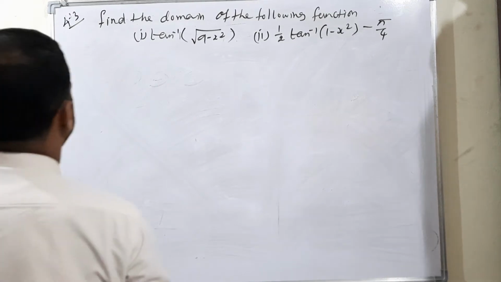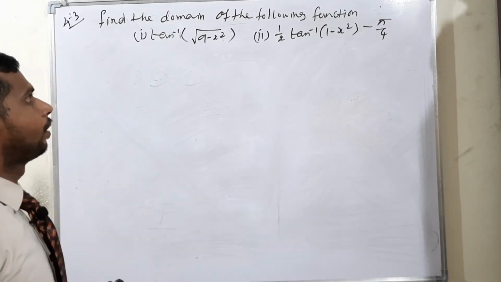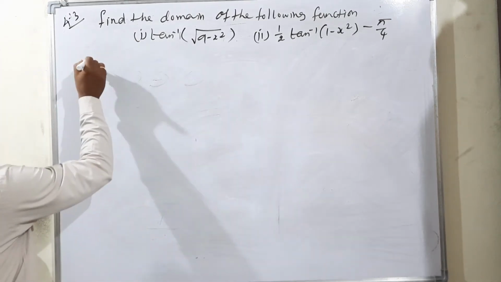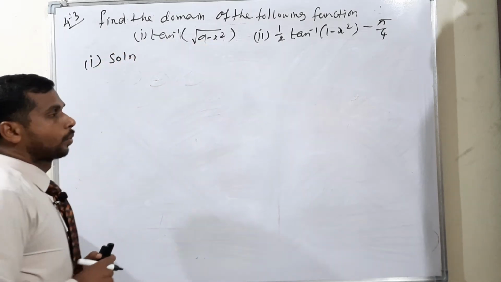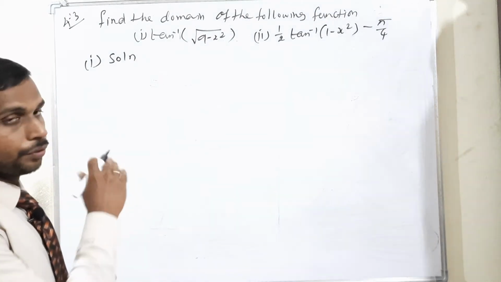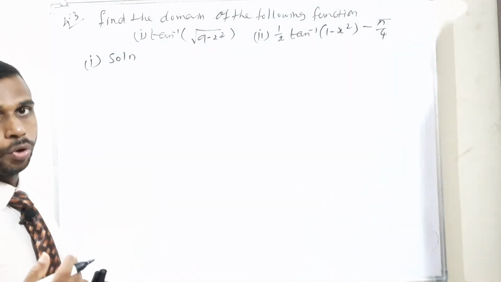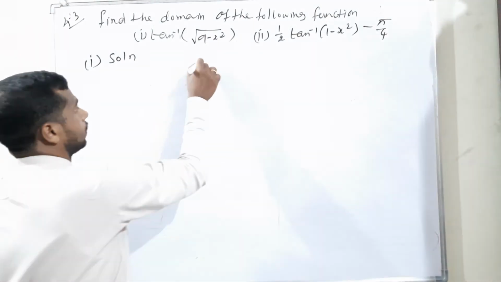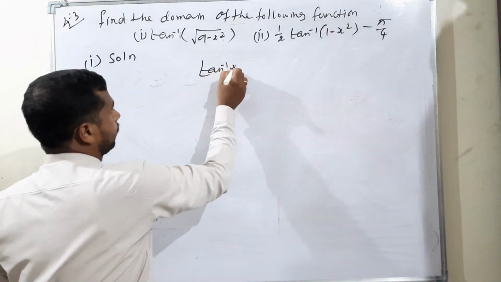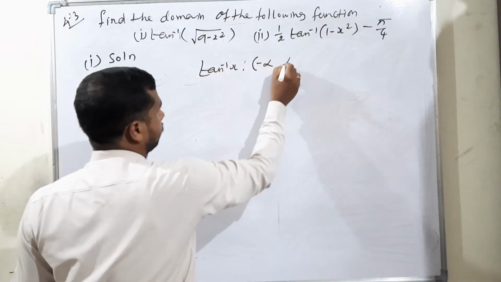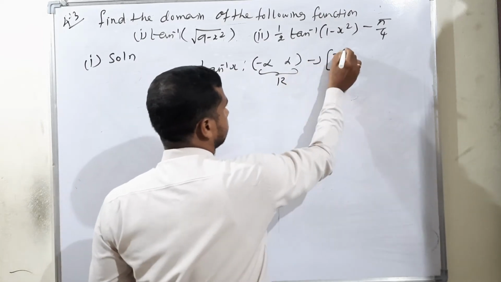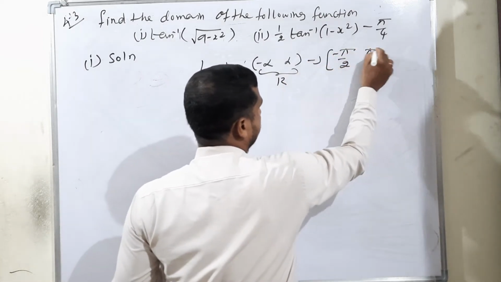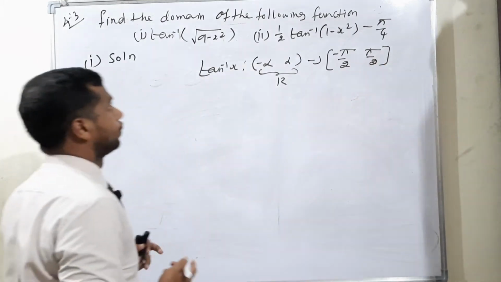Moving to exercise 4.3, question number 1, find the domain of the following function. Subdivision 1, solution. Tan inverse of square root of... first, before moving to the question, we have to understand what the domain and range for tan inverse are. Tan inverse x means the domain is minus infinity to positive infinity, that is, real values, as well as range negative pi by 2 to positive pi by 2.